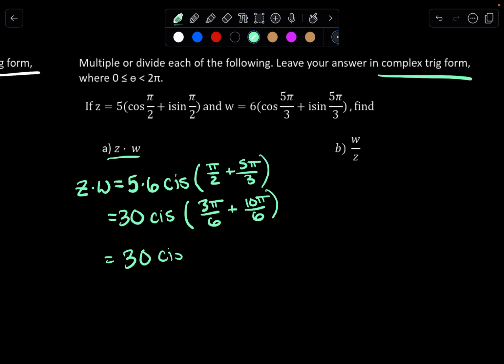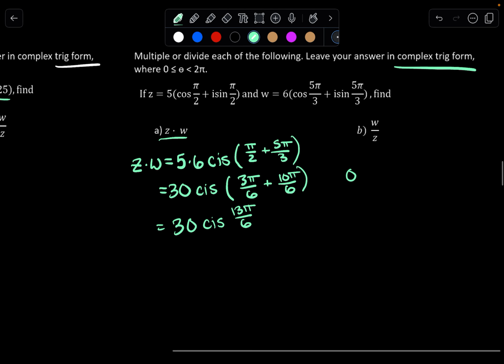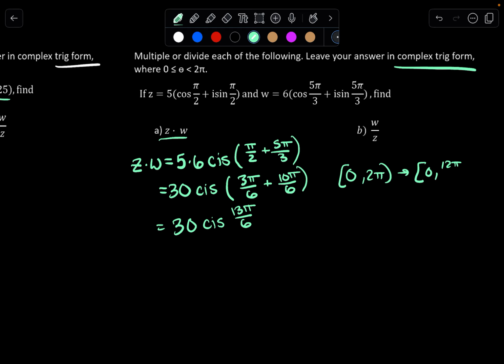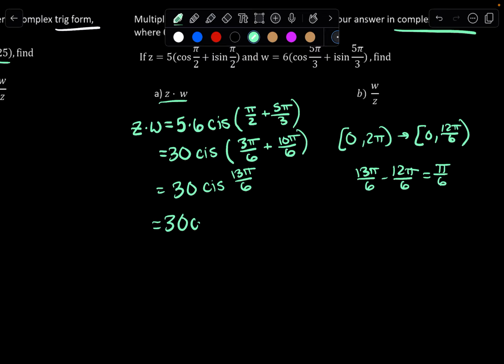So from here, 30 CIS, we end up with 13 pi over 6. However, this is out of our domain restriction because if we're going from 0 to 2 pi, with a common denominator of 6, that is the same as 0 to 12 pi over 6. So we need to subtract 2 pi from 13 pi, or in this case, 12 pi over 6. So 13 pi over 6 minus 12 pi over 6, we're left with pi over 6. So then we have 30 CIS pi over 6.